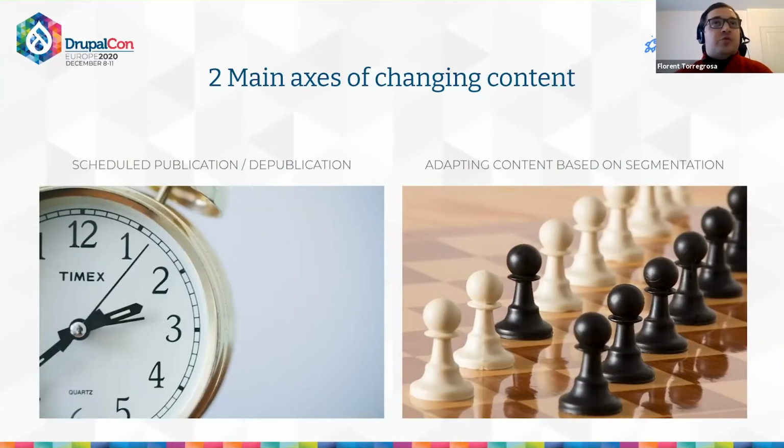Then at the end of 2019, we were able to have the time and budget to implement a generic solution for this problem. And at this time, the first two main axes of changing content were scheduled publication and depublication and adapting content based on segmentation. Also, maybe those two axes will reply to maybe 90% of use cases. And for the other parts, you can implement custom development for other use cases.